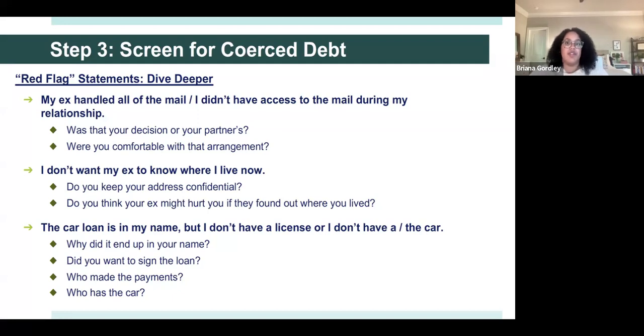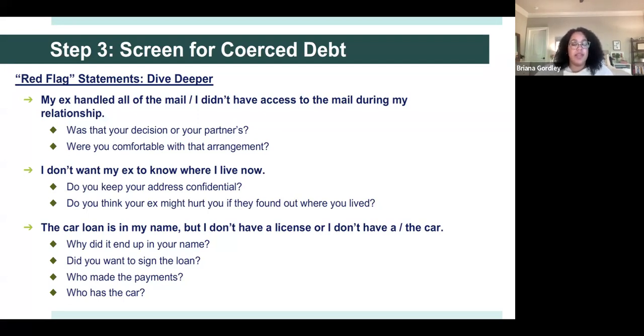So this is where we actually get into the coerced debt piece, more of that standard case that we hear about. And so some follow-up questions that you may want to ask are, well, why did it end up in your name? Or did you want to sign the loan? Who made the payments? And who has the car? And these questions are very intentional because, again, you don't want to make assumptions that the survivor was coerced into taking out this debt, but you do want to start with that in mind so that you know what types of questions to ask. So asking the survivor, well, how did it end up in your name?